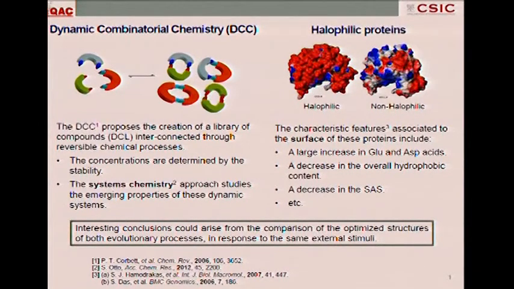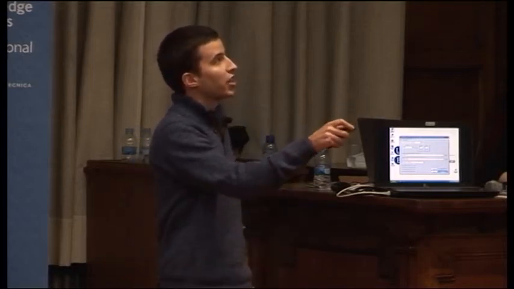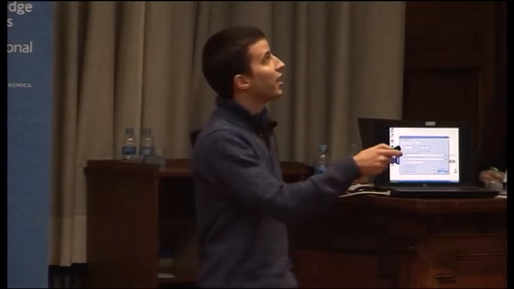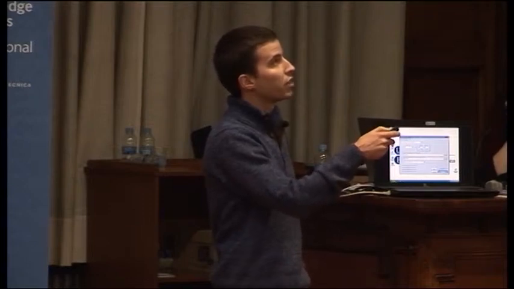The first one, dynamic combinatorial chemistry, proposes the creation of a library of compounds interconnected through reversible chemical processes. What this basically means is that from a set of small chemical entities, by joining them in different ways or combinations, we can generate a large chemical diversity or a large number of new chemical entities. Since the bonds in this union are reversible, we've got a thermodynamically controlled process, and so at the end the concentration of each of the generated compounds in the mixture depends on its relative stability.